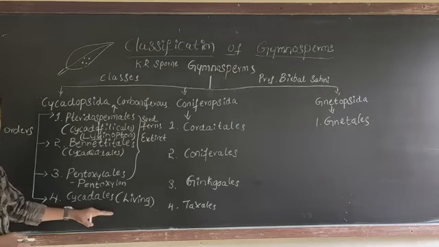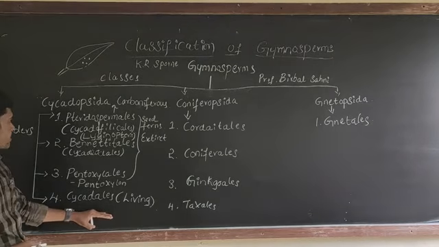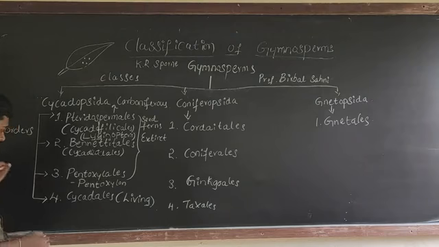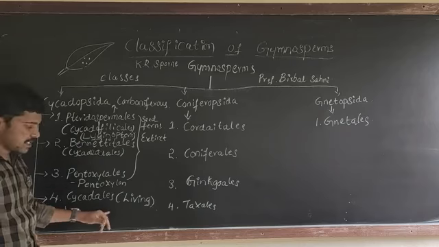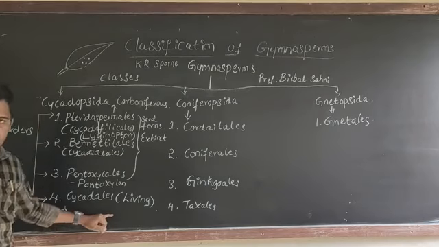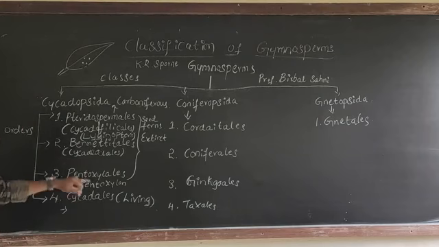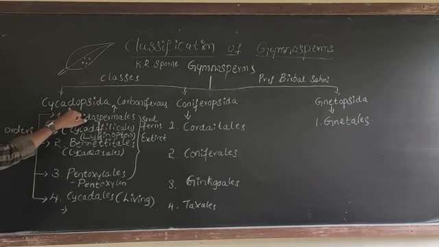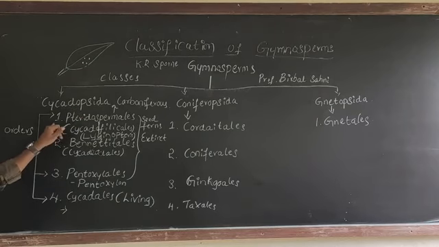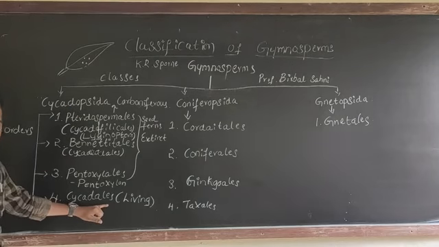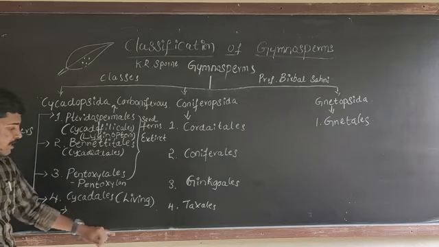Next, coming to the important order under Cycadopsida, that is Cycadales. These Cycadales are the only living forms in the class Cycadopsida. The plants which belong to the remaining three orders are extinct, and only in the Cycadales order will you find living forms.